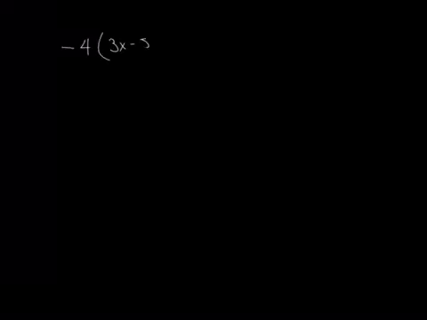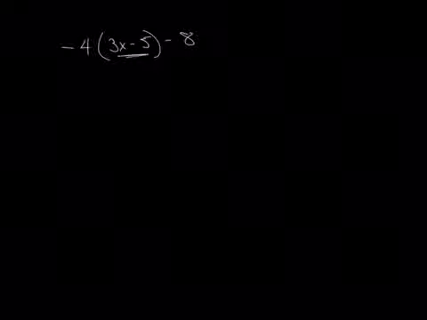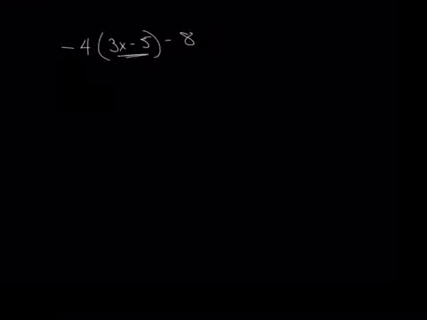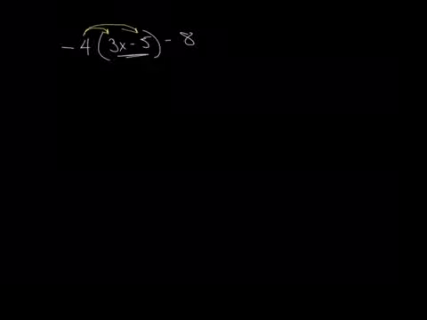3x minus 5 minus 8. We look in here, can we do anything there? No, we have a letter and a number. You can't combine a letter and a number, so we did the parentheses in PEMDAS. Now we're going to do multiplication. Well, this says to multiply 4 times that and 4 times that.